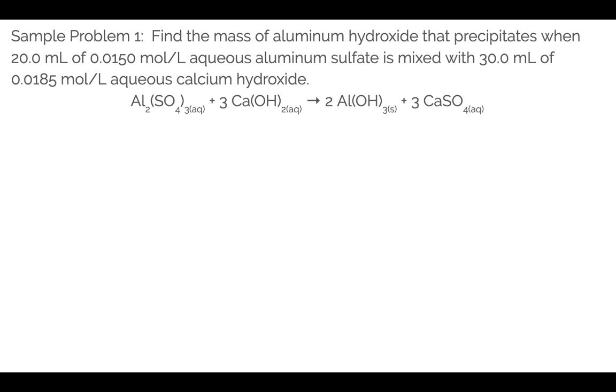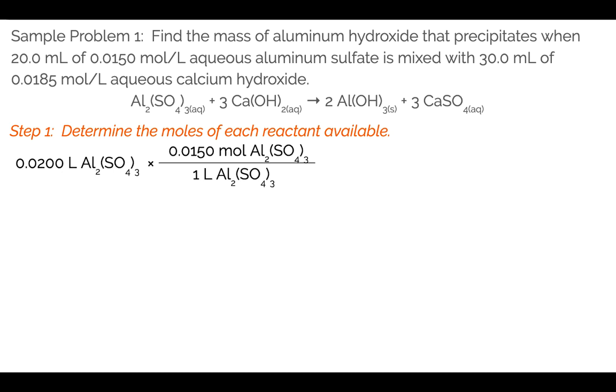So there's a couple different ways we can do this. For this sample, I'm going to use one way, and then with the next sample, I'll use a different way. So for this one, what I'm going to do is determine the moles of each reactant that's available. So I'm going to use the volume and the concentration to calculate moles. I'm going to do that using the conversion factor method, but you could also use the formula, n equals C times V.